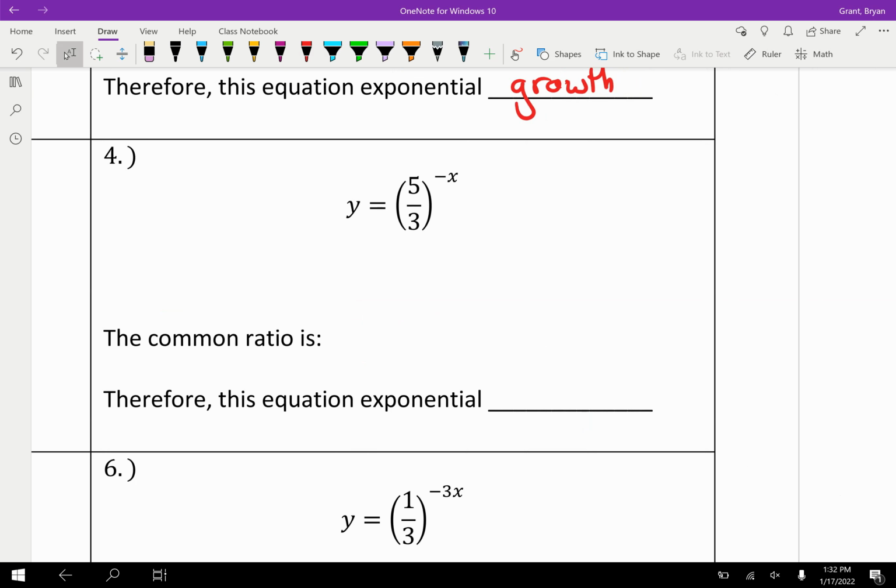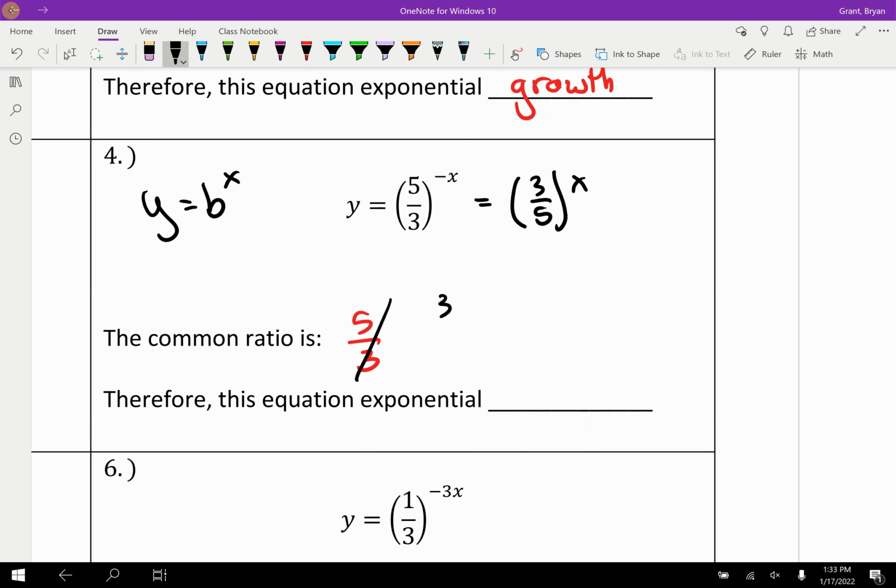If on 4 you said the common ratio is 5/3, unfortunately you're not quite correct here. And that's because our equation isn't written in the form of y equals b to the positive x power. All right, it's disguising what the base is because of this negative. We need to remember that if you have a negative exponent, it gives you the reciprocal of your fraction to the x power. And so our common ratio is actually 3/5. 3/5 is less than 1, and so this is actually exponential decay.